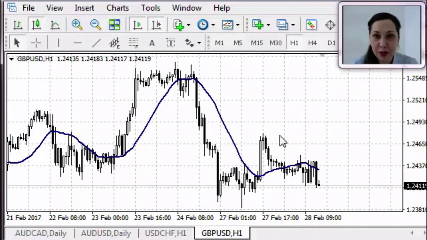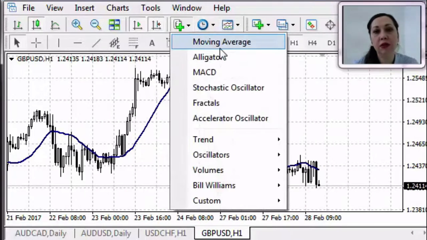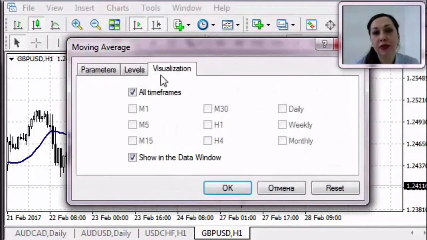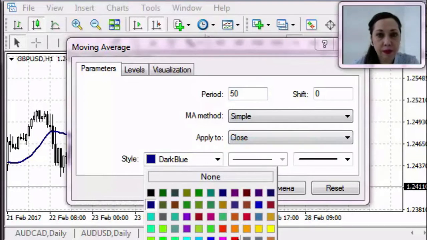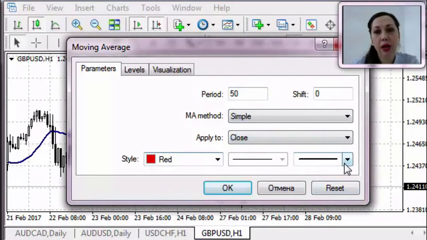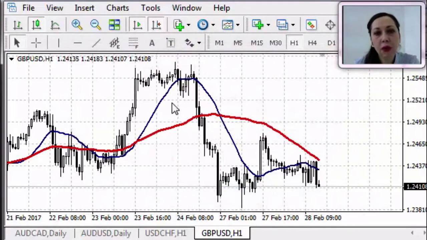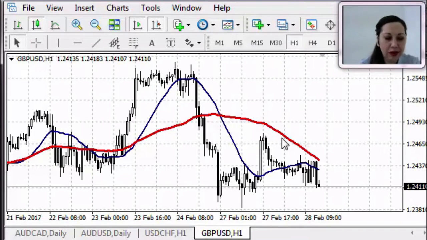How to read information from moving average? For example, just to make a comparison, I will set a moving average with the period of 50. We will change the color, make it red, make it thicker. You see these lines are absolutely different because they have different periods. What do we need to do?